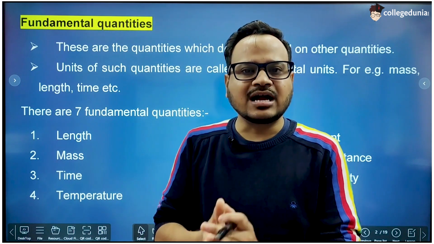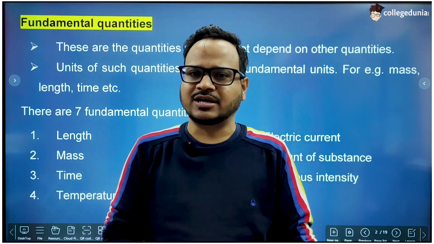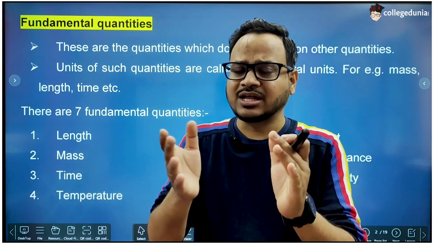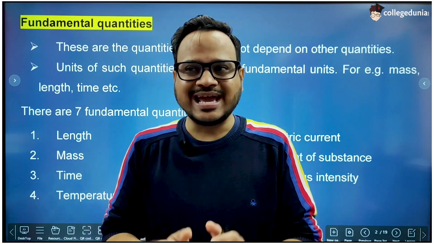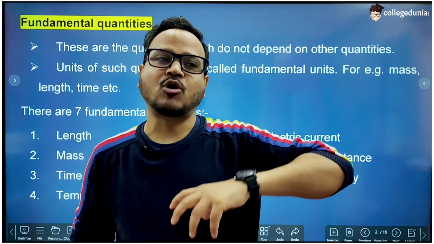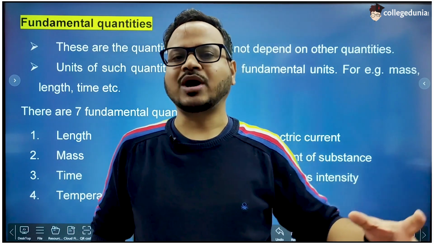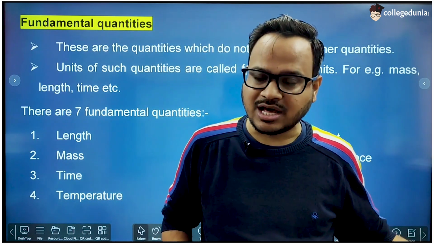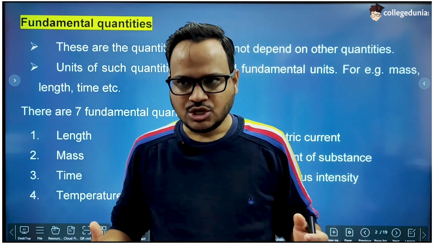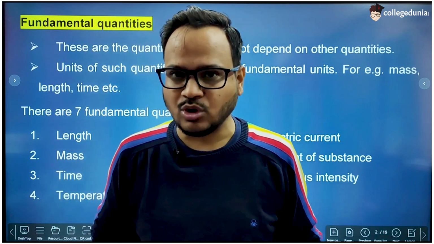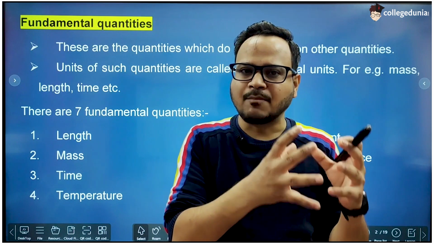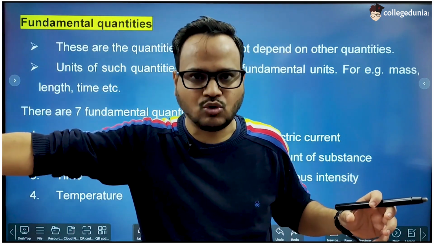Because area of the circle depends upon the radius of the circle. Area of rectangle depends upon the length and breadth of the rectangle. Area of triangle depends upon the base and height or the length of sides of the triangle. So area is not a fundamental quantity because it depends upon other quantities. Such quantities which depend upon other quantities are called derived quantities, right? But if we talk about the mass, you wouldn't have studied any formula for mass, because mass is a fundamental quantity. Mass of a body does not depend upon other quantities.